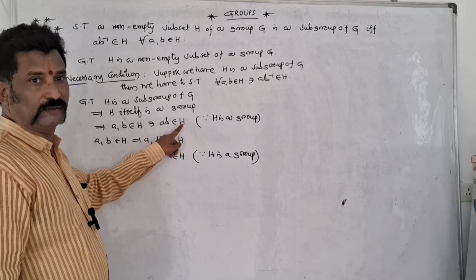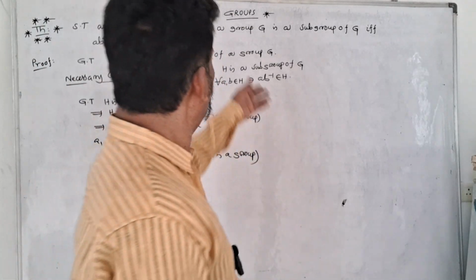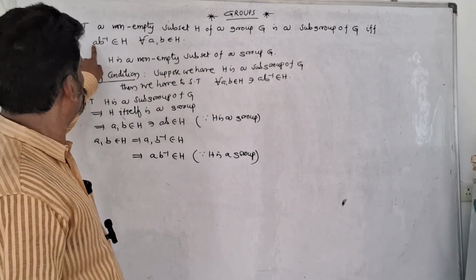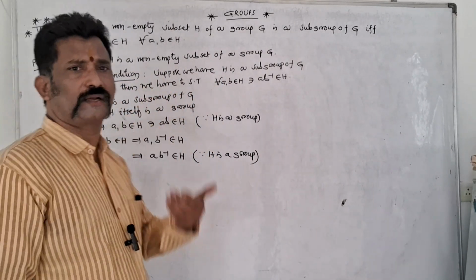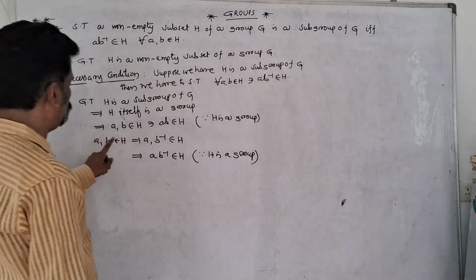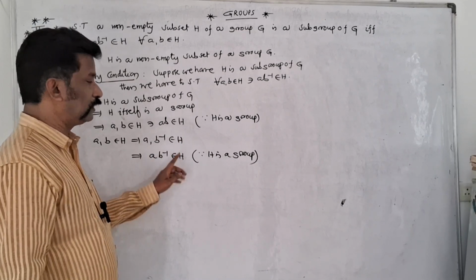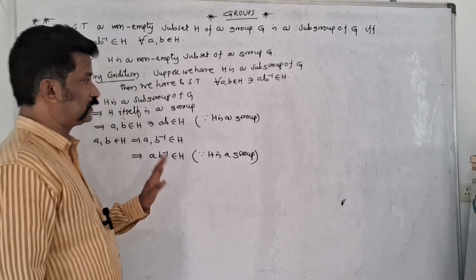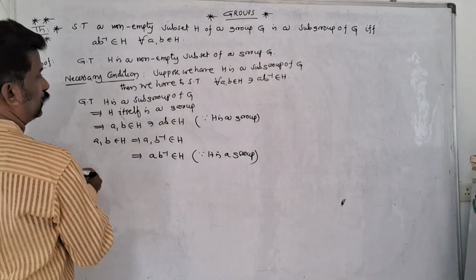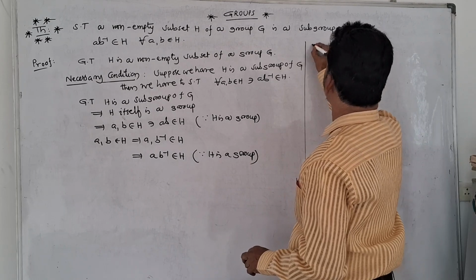How can you say that the binary operation is multiplication according to the data? Look at this, A into B inverse belongs to H. That's why indirectly dot is a binary operation. So here A, B belongs to H implies B inverse belongs to H. That implies A into B inverse belongs to H. The necessary condition is over. Now the sufficient condition.